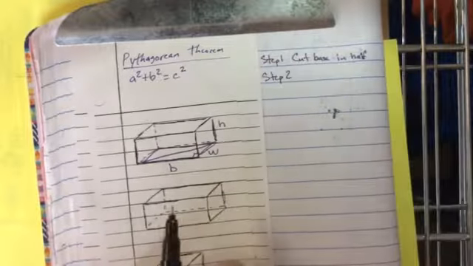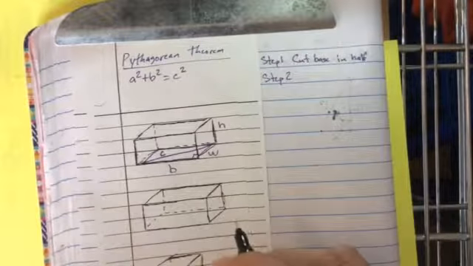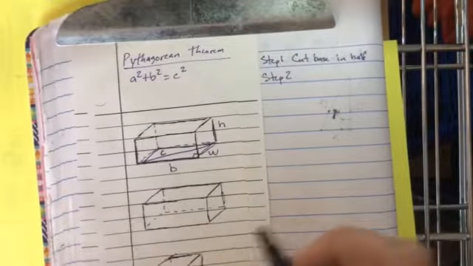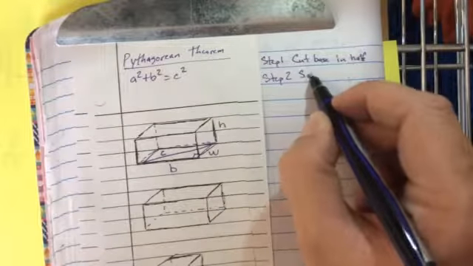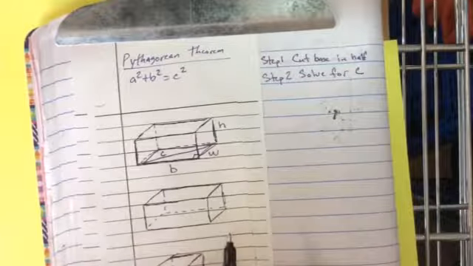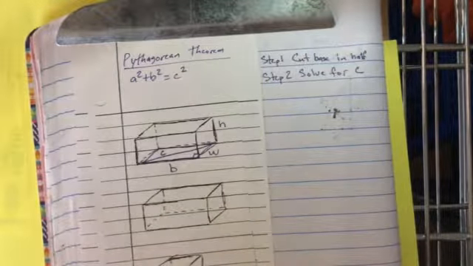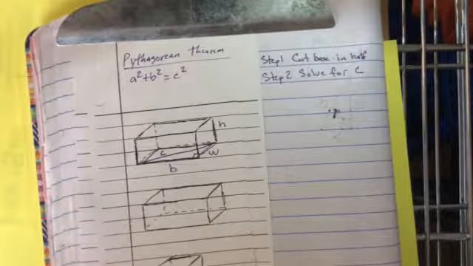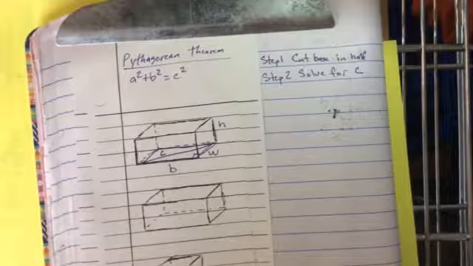Step 2 is going to be solve for the hypotenuse, or we're going to call it C. So step 2 is solve for C. So we're going to solve for C. So this is where we're going to have to start seeing into 3 dimensions. We found C, we have a height.